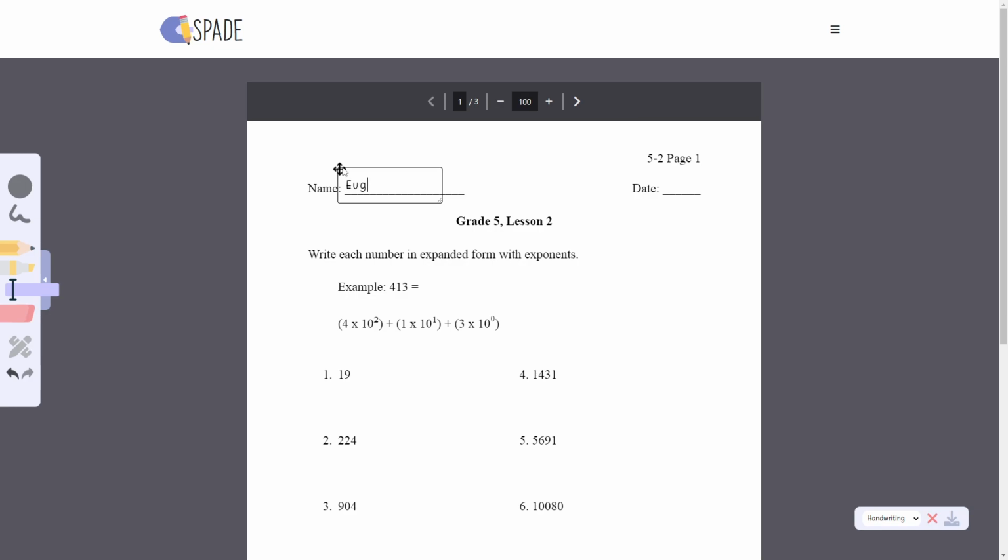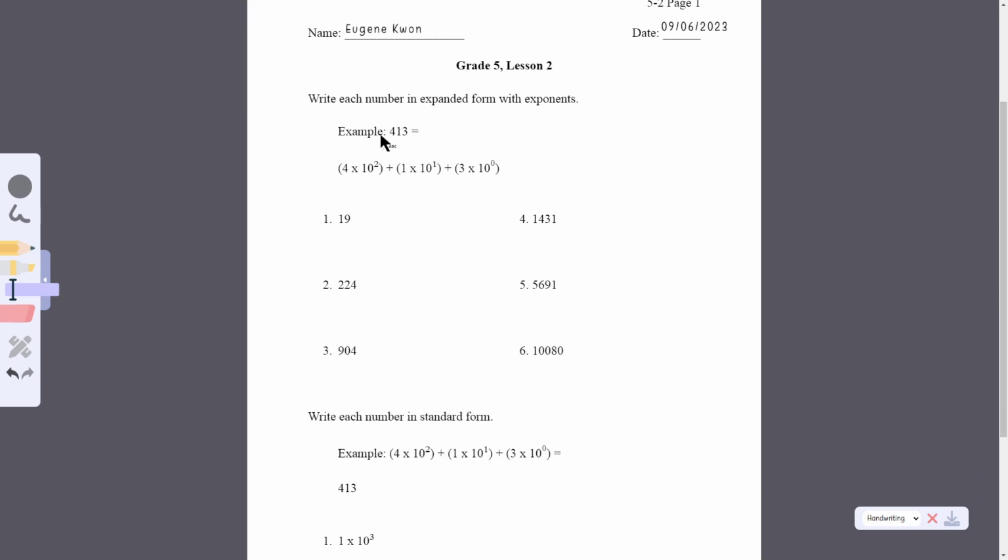First, write your name at the top. Today's date will be the 6th of September in the year 2023. Alright, question number 1. Write each number in expanded form with exponents.